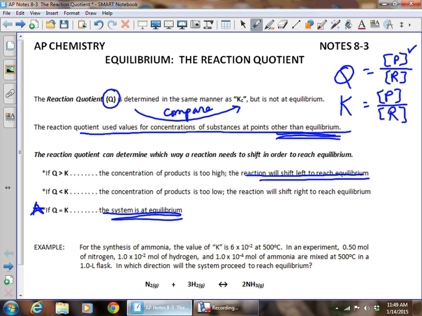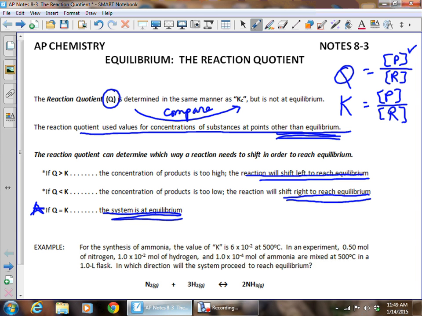If Q is less than K, think about what that means. If Q is too low, that means the products are too low. And if the products are too low, we need to make more. And so in order to make more products, we need to shift the reaction to the right in order to reach equilibrium. And that's exactly what we're going to use to answer questions when we find Q about how to shift to get to equilibrium.